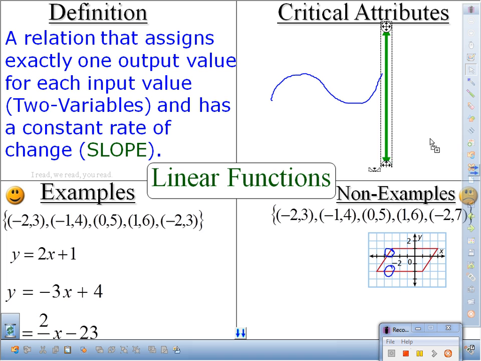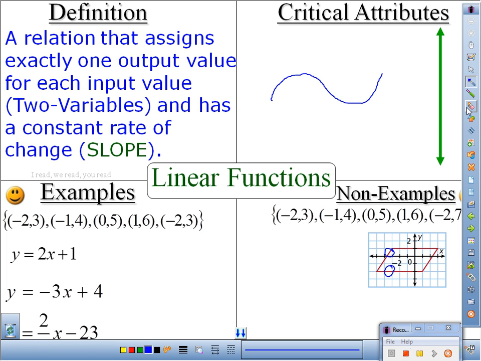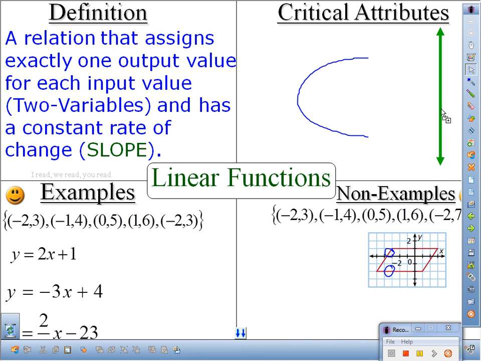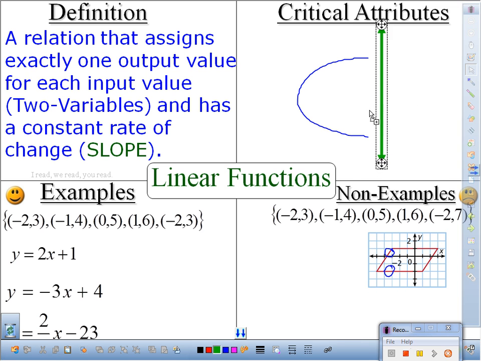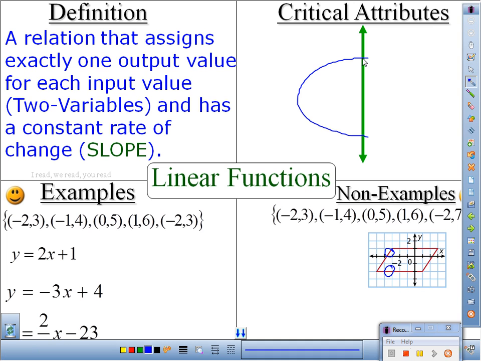So now check this out. But what if I did this? Watch. What if I did this squiggly line, like that? And I scan this through it. Let's see. Oops, it's touching here and here. Therefore, it's not a function. Okay?